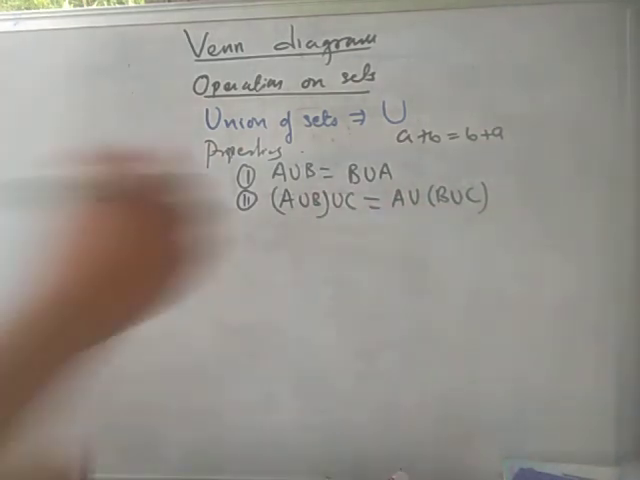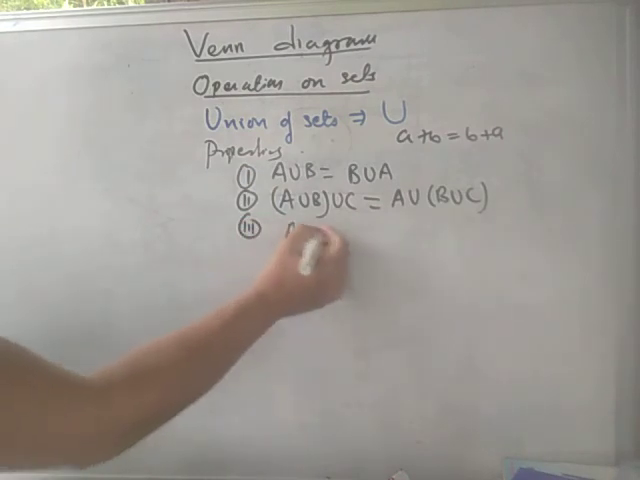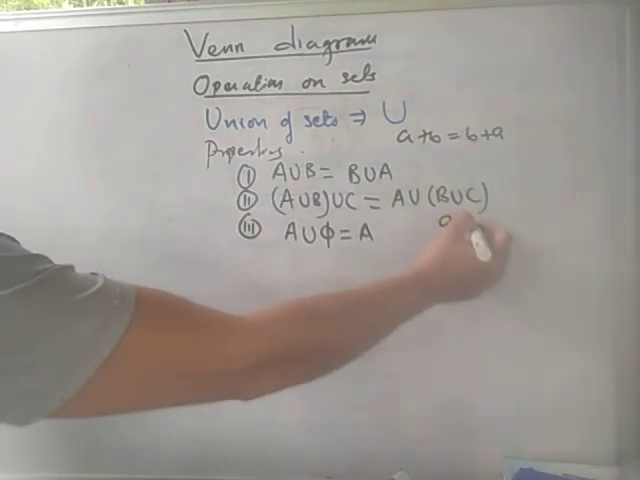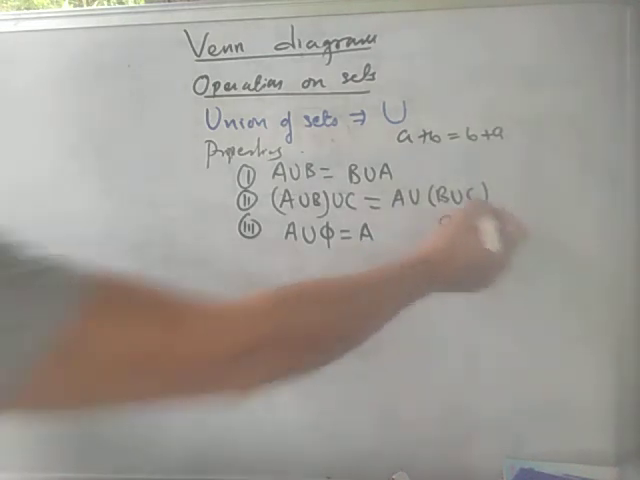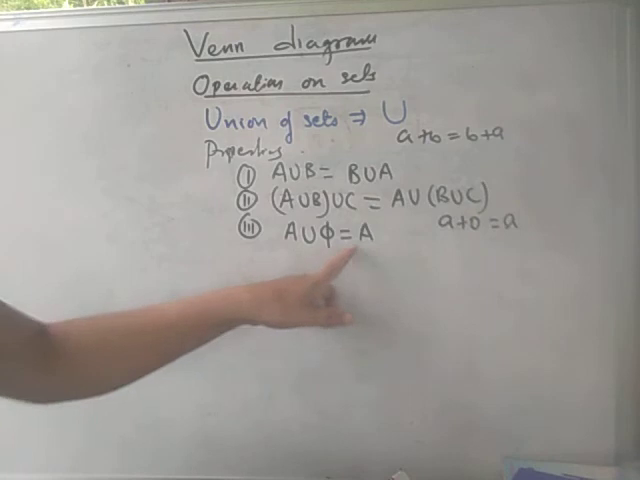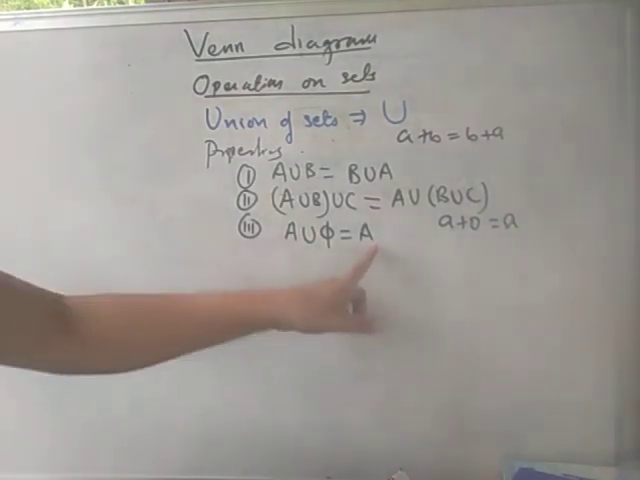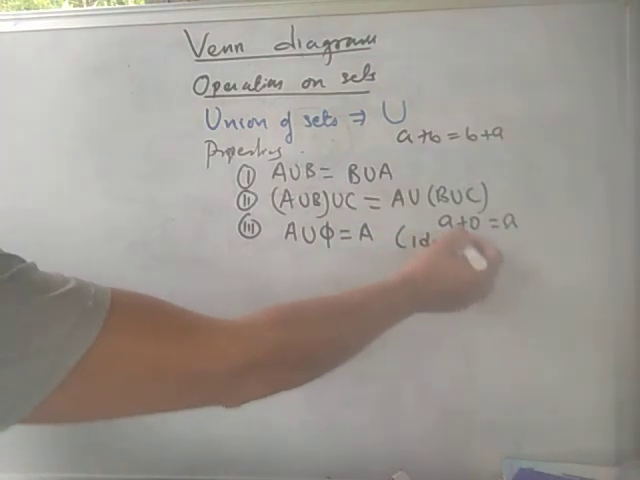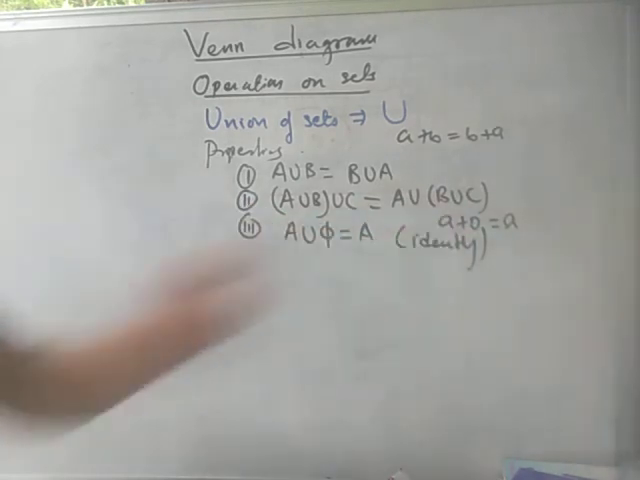So third one is A union phi equals A. That means A plus 0 equals A, yes or no, in our scalar mathematics. Likewise, A union phi, nothing is added. Clear? And this is called identity. In scalar mathematics, 0 is the identity of addition.